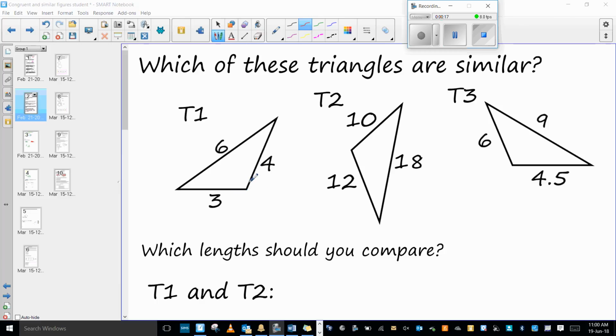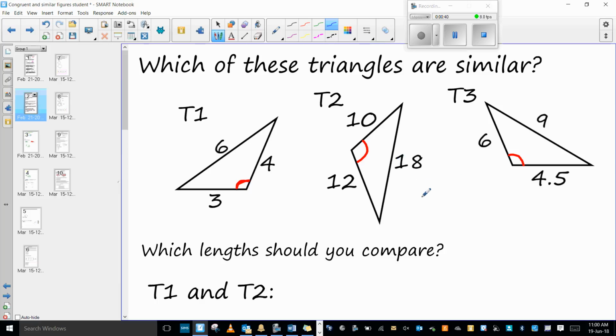So I'm going to identify this angle here. Which angle would be its corresponding one in this triangle? Jamie? This one here, and for this triangle? Okay, so that's going to help us a little bit. It will also be that obviously your longest length is going to be the longest one in all of them.